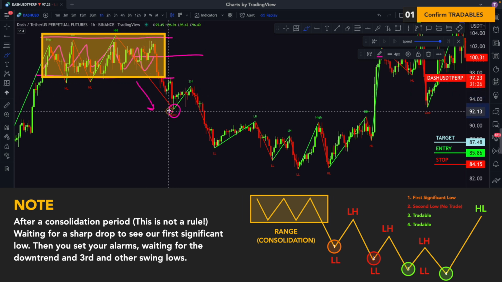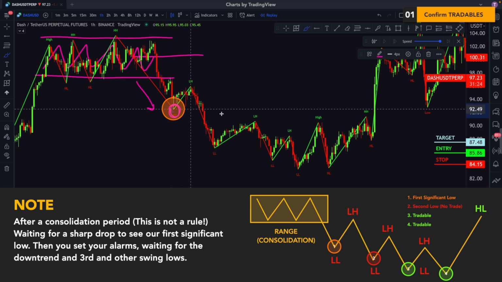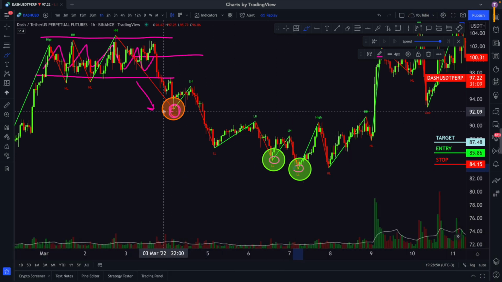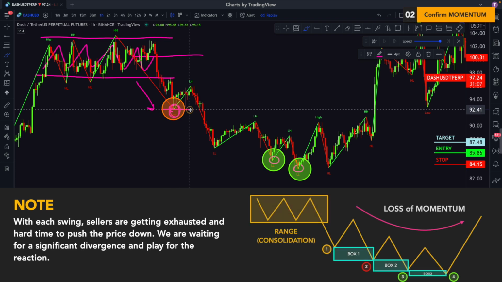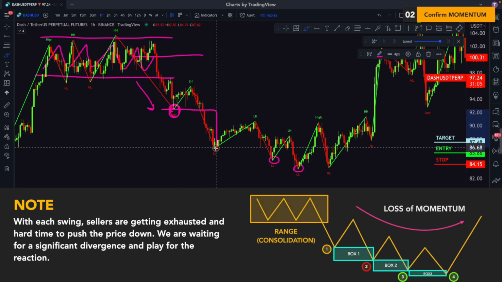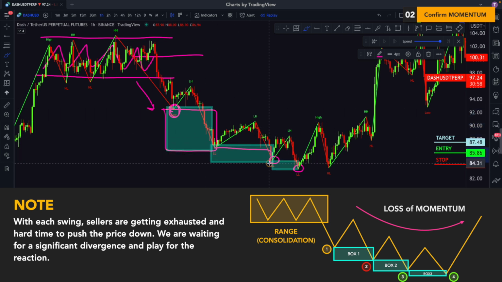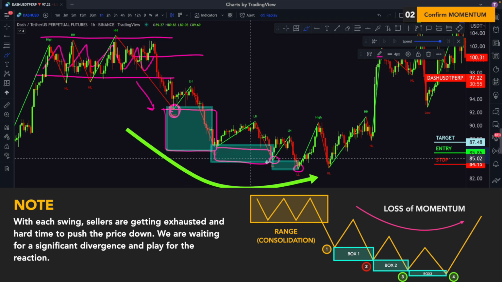When I see such a structure, I add it to my watch list to check it out later, waiting for tradable lower lows. As you may see, we can see our tradable lower lows here, the third and the fourth ones. The next step is confirming the momentum losses with momentum boxes. I do not even draw them anymore because I can see the momentum loss after years of trading experience. However, you may want to draw it to see it clearly.